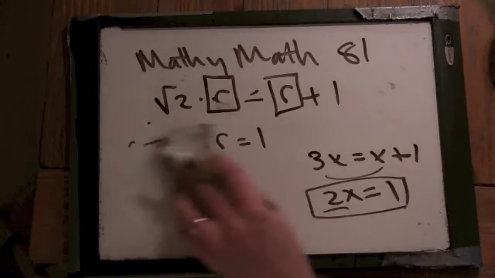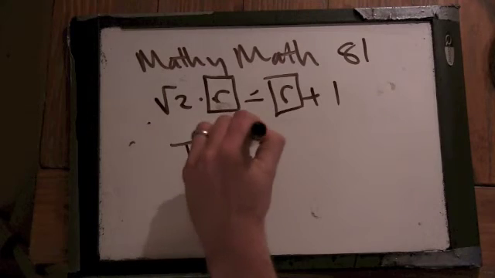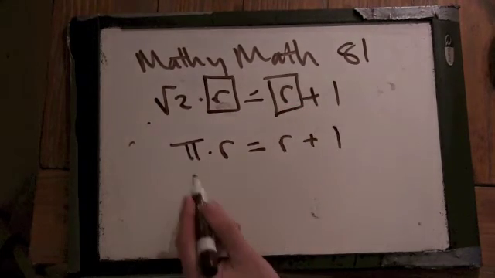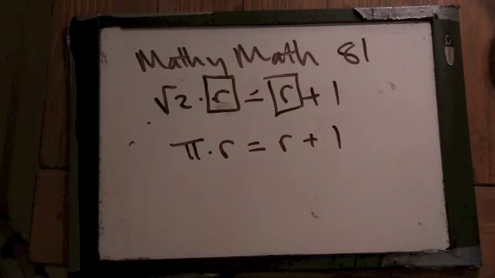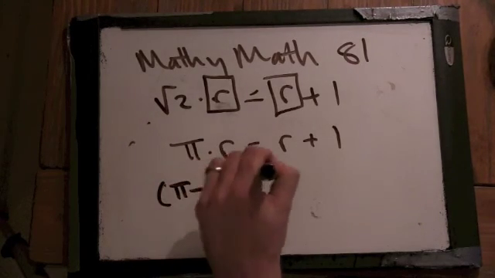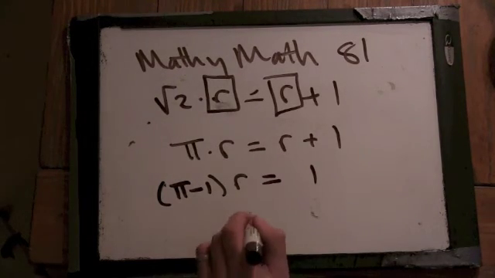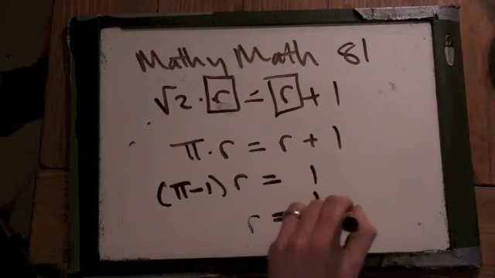Yeah. What if I had a number that you couldn't square? Pi times r equals r plus 1. Well, I mean, you can square it, but it doesn't help you at all. What would you do here? Well, you move this r to the other side, and you would get pi minus 1 r is 1. So r is 1 over pi minus 1, and you really can't do much from there.